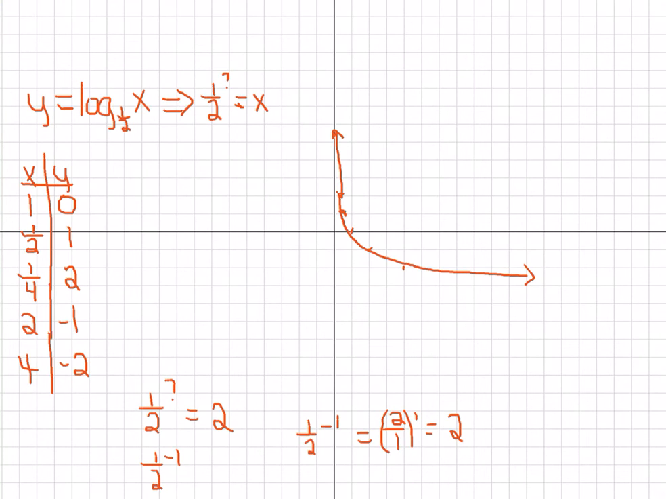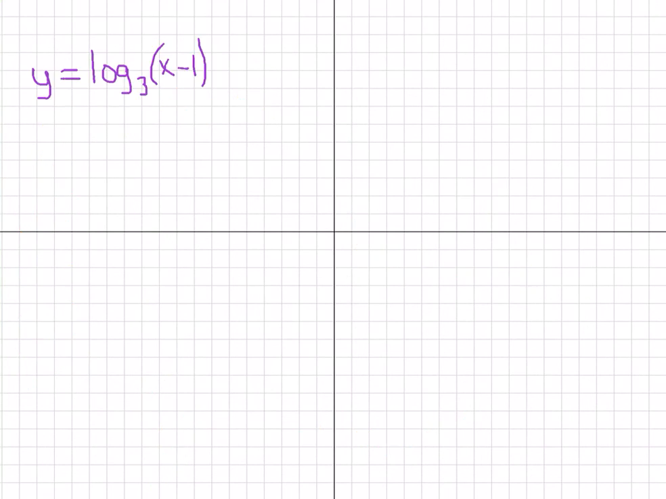The base is less than 1. When the base is less than 1, we're going to have a graph that looks like this. In the previous ones, we had something that looked like this. But because the base is less than 1, this one's actually going to be a decreasing function instead of an increasing function.